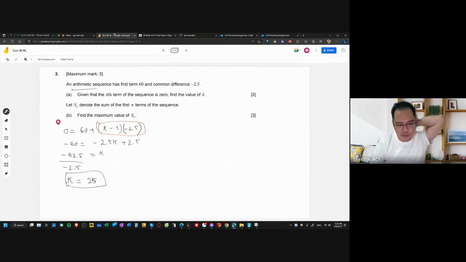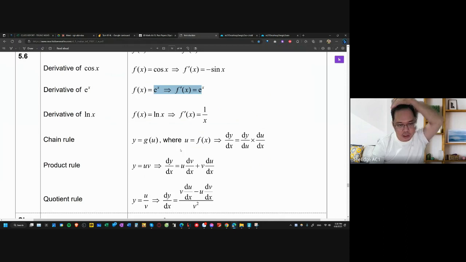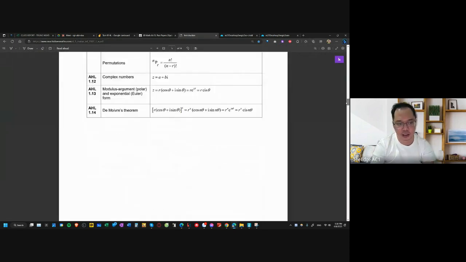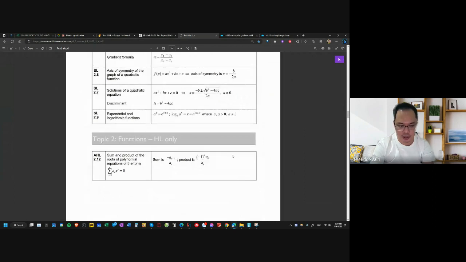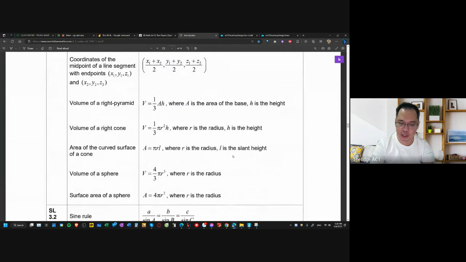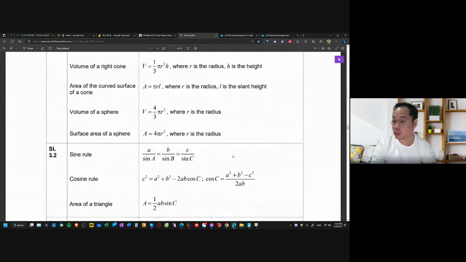Question B, find the maximum value of Sn. Sn is the sum of the first n terms. Use the formula about the sum of the first n terms of the sequence, and then write the expression for that sum. And we will figure out how to find the maximum value. One way of finding the maximum value is using the derivative, or you can plot a graph and ask the calculator where the maximum value is. Okay.